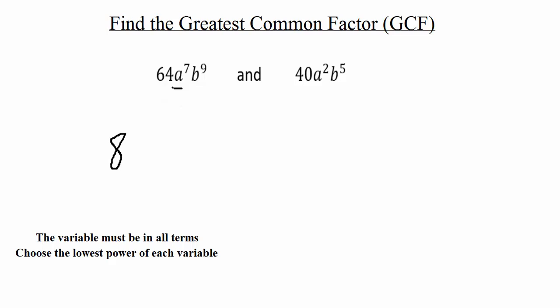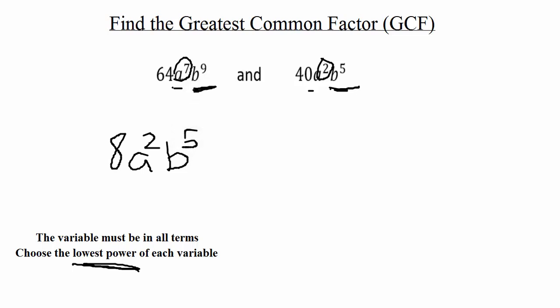I see A's and B's here, right? And I do have an A in each term, I do have a B in each term. So what we need to do is figure out how many A's, how many B's. And remember, we want the lowest power of each. Taking a look at A, I have 7 over here and I have 2 over there. So if I want the lowest power, I'm definitely taking the 2. And then if I'm looking at the B's, well, I have 9 and then I have 5. So 5 is lower, so I will be taking that 5. So my greatest common factor here is 8a squared, b to the 5th.